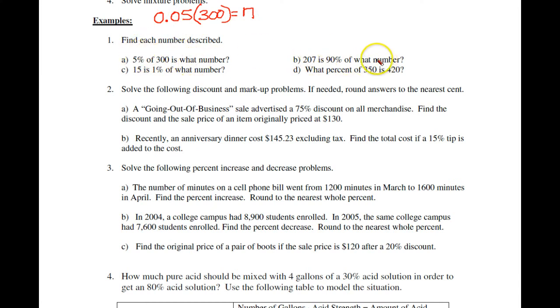All right, let's do B. 207 is 90%, converting that to a decimal, of what number is multiplication. Now we didn't have to put the parentheses there, but we're just doing it anyway.